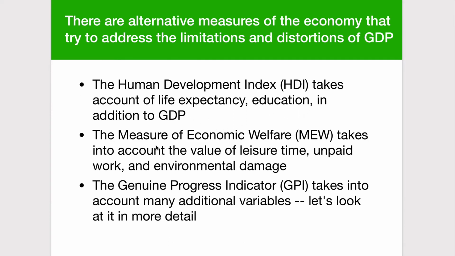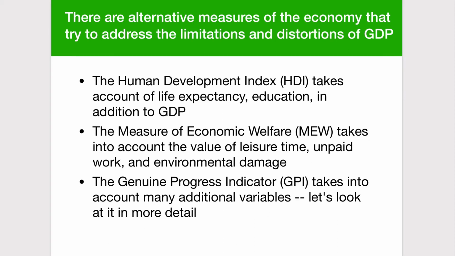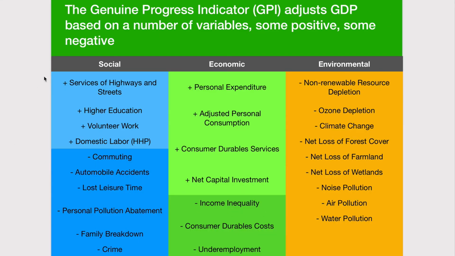There's another one called the Measure of Economic Welfare, which is good. That takes into account the value of leisure time, unpaid work, environmental damage. There's the Genuine Progress Indicator, that's the GPI. This takes into account many additional variables. I like this one, so I'm going to take a look at this one in more detail. But basically, all of these measures are starting with GDP and trying to modify it. Okay, so let's take a look at the GPI here.